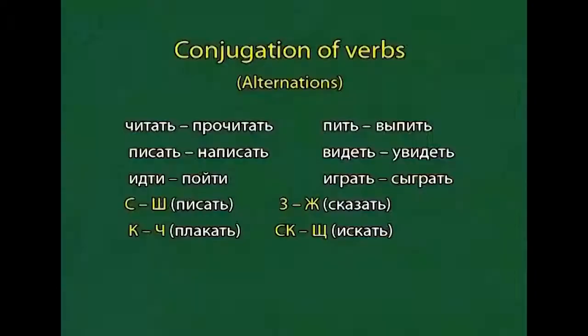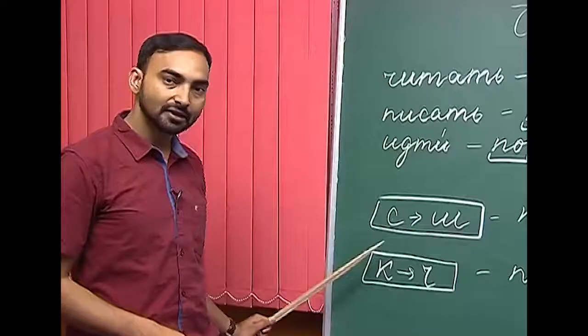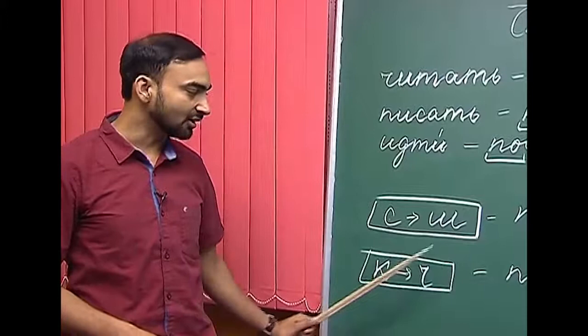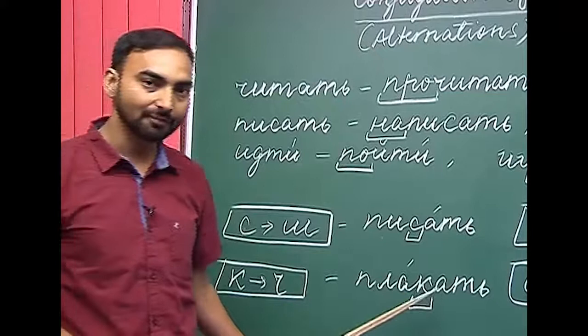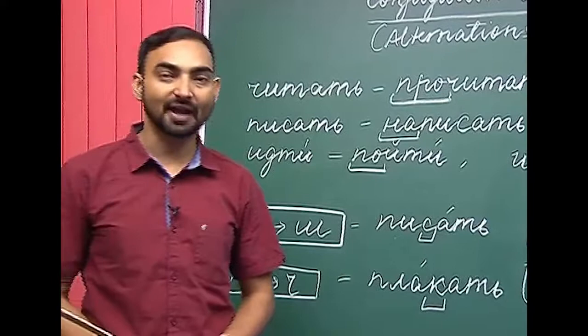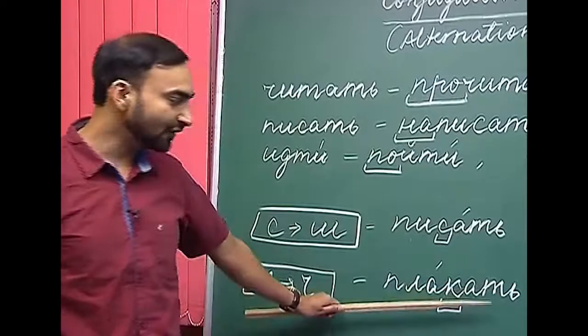The next alternation of consonants happens between the consonants k and ch. For example, plakat. Plakat is to cry or to weep. So, how do you conjugate plakat? We will not use k in the conjugated forms, we will use ch. Ya plachu, ti plachish, onana plachit, mi plachim, vi plachite, ani plachut. So, this is how we conjugate plakat.